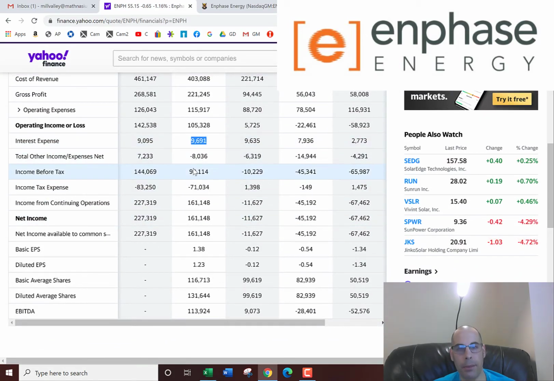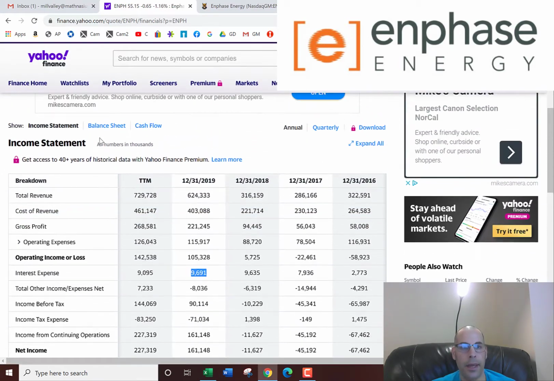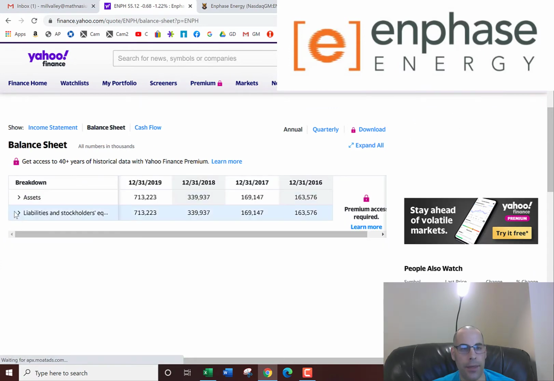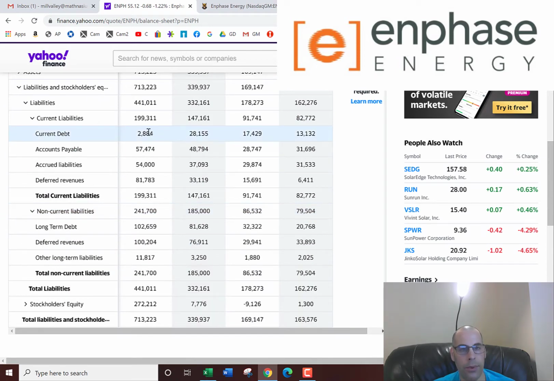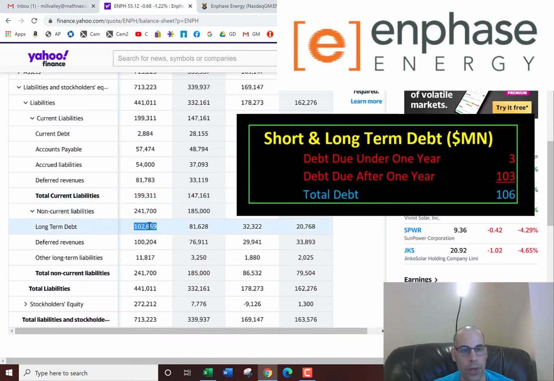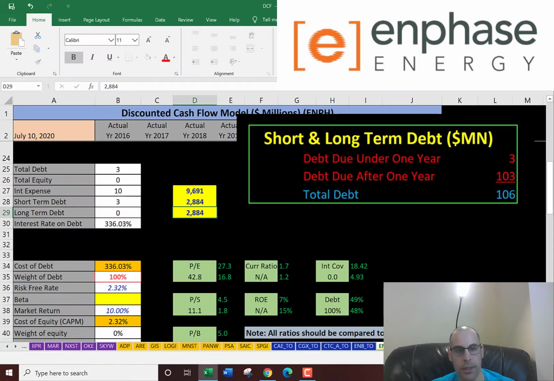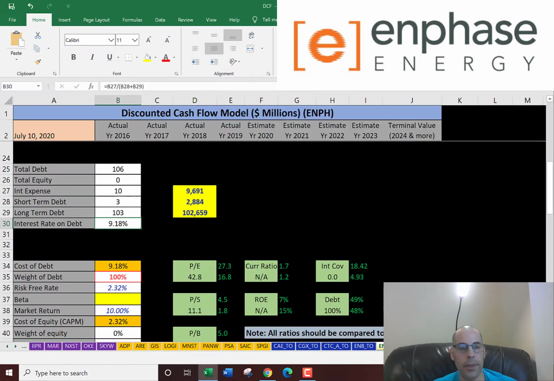So they pay $9.7 million of interest on their debt, and that's on the income statement. And let's go to the balance sheet and see how much debt they have. We'll go to the liability section. Current debt is $2.9 million. That's debt due within 12 months. And long-term debt of $102 million. That's debt due after 12 months. So they pay 9% interest on their debt. They're a smaller company, so they don't get as good of terms as a larger company. And according to the income statement, they don't pay taxes. So the cost of debt is 9%.